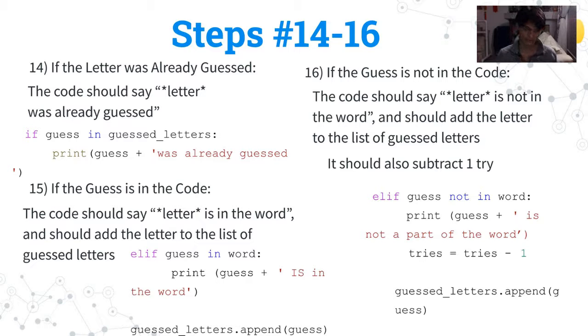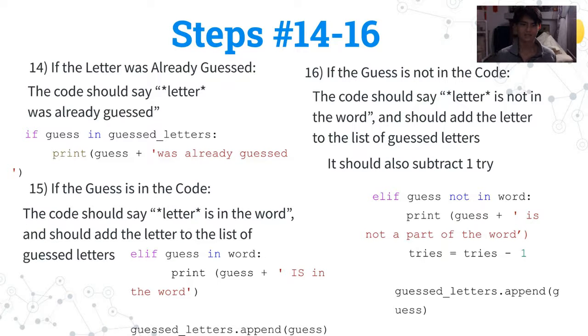For our next few steps, we're going to fill in this if-elif. If the letter was already guessed, we're going to have an if statement saying if guess in guessed_letters, which is asking if the guess is already something that the user has inputted. We're going to print the statement guess was already guessed. Then we're going to have an elif saying elif guess in word, which just means if the guess is in the word, we're going to print the statement guess is in the word, and we're going to append guess onto the guessed_letters list.